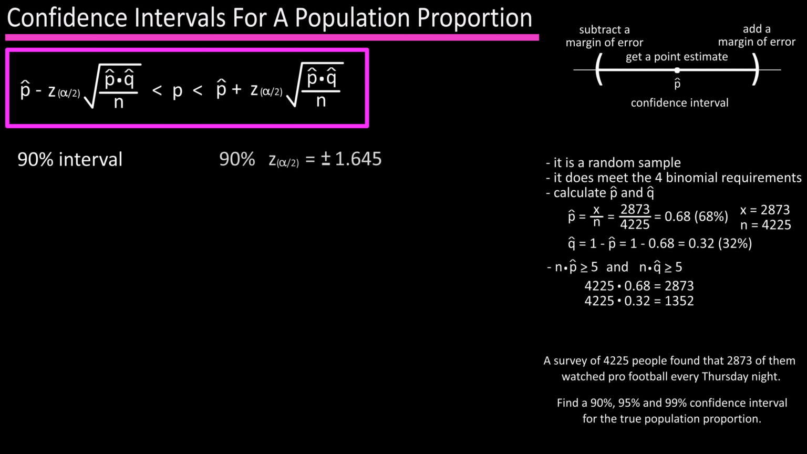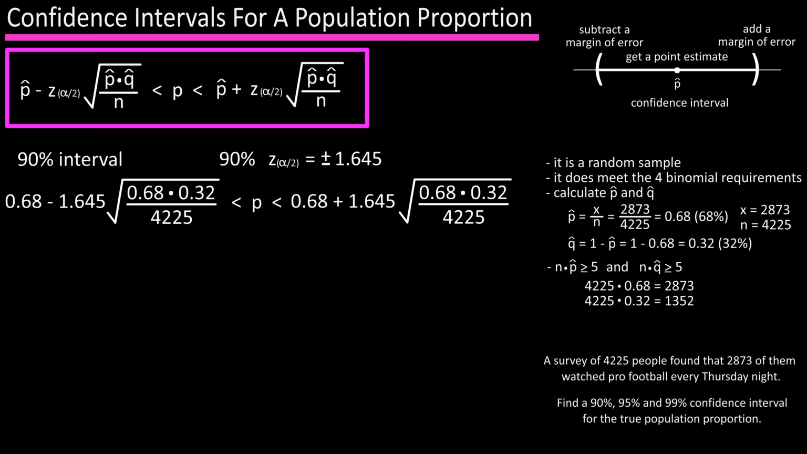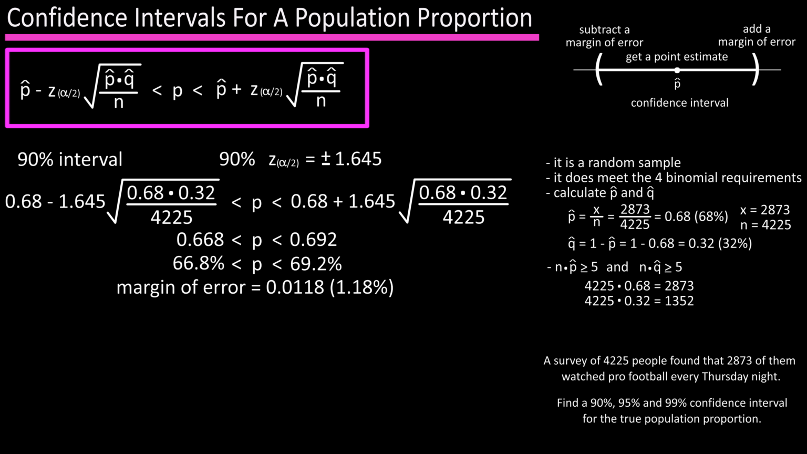And the z alpha over 2 value for 90% is 1.645. So plugging into our formula, we have 0.68 minus 1.645 times the square root of 0.68 times 0.32 divided by 4,225, less than p, less than 0.68 plus 1.645 times the square root of 0.68 times 0.32 divided by 4,225. And calculating out, we get 0.668 or 66.8% less than p, less than 0.692, or 69.2%. And the margin of error equals 0.0118, or 1.18%.